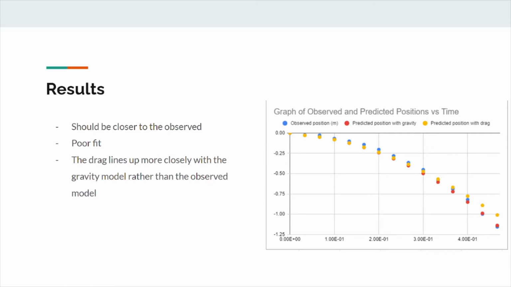This appears to be a poor model because the positions with drag should be closer to the observed rather than farther off. The gravity positions also line up more closely with the observed positions than the drag does, which should not be happening. Overall, my models left something to be desired and were a poor fit for this experiment.